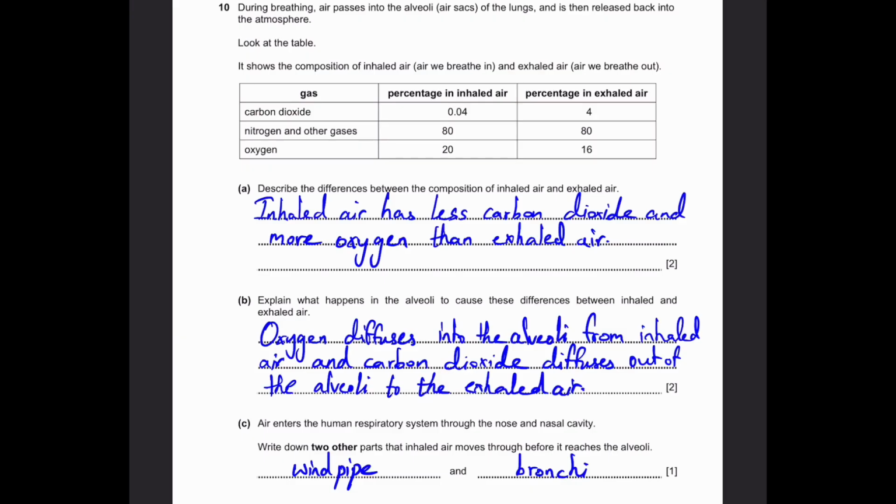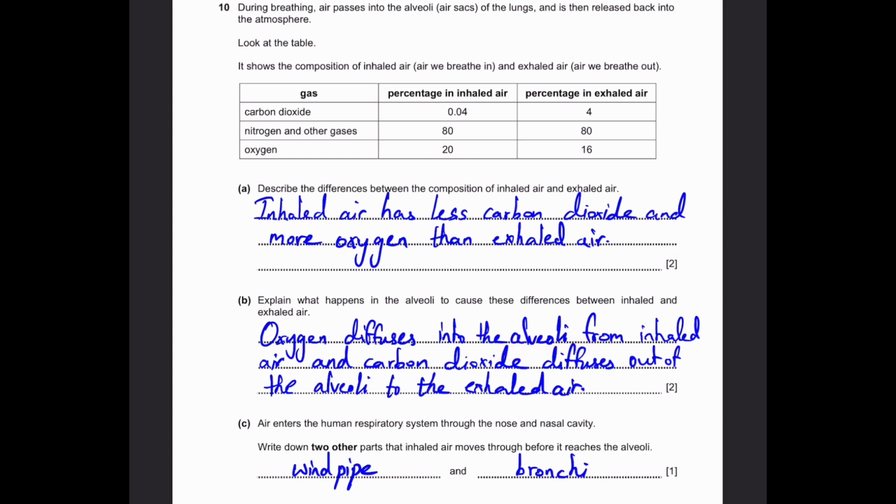B. Explain what happens in the alveoli to cause these differences between inhaled and exhaled air. So actually, oxygen diffuses into the alveoli so that it'll go into the blood, and the heart can pump that oxygenated blood, spelled like this, to the rest of the body parts so they can use the oxygen. So that's why the alveoli are present. It's to do this function.